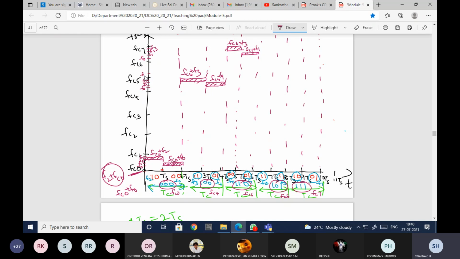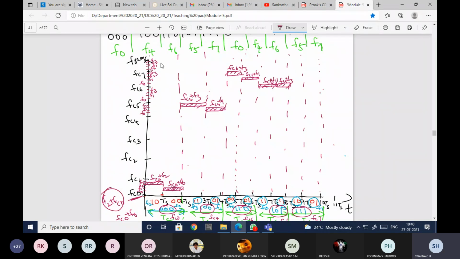Next, FC5 plus F3. FC5 here, F0, F1, F2, F3. So it will be somewhere here, FC5 plus F3. Next is FC7 plus F2. FC7, so F0, F1, F2, F3. FC7 plus F2 will be here in this duration.